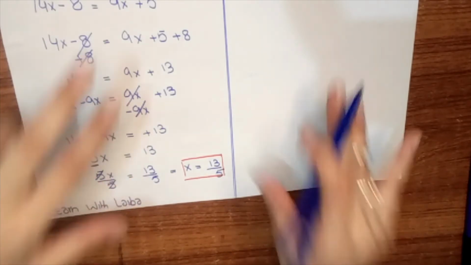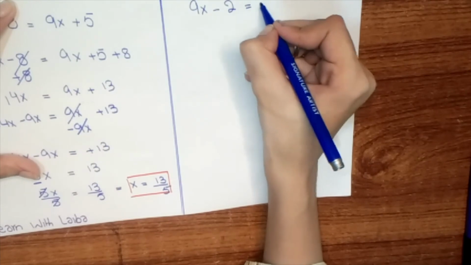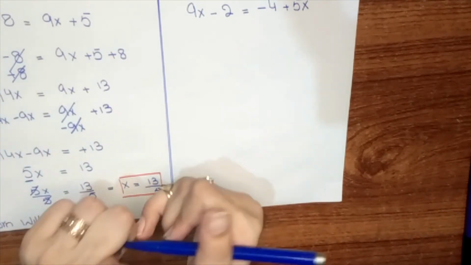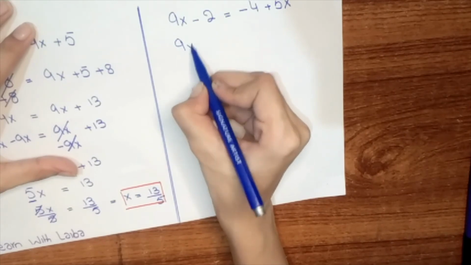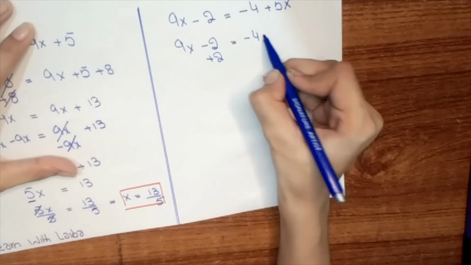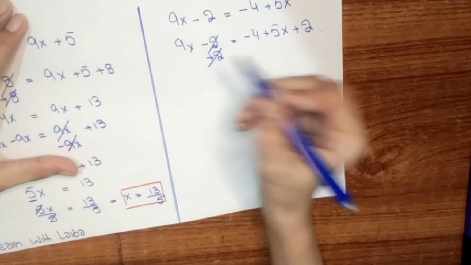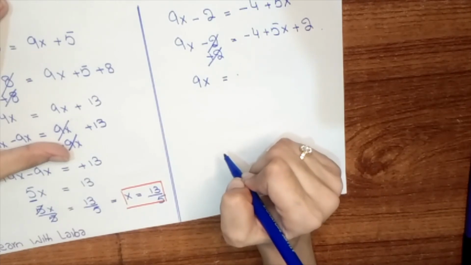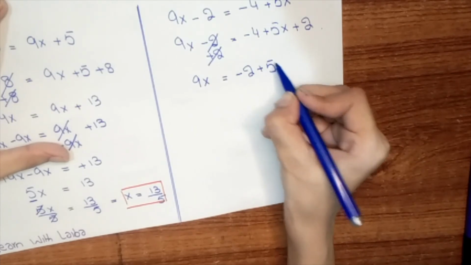Let's take another example: 9x minus 2 equals minus 4 plus 5x. First of all, I have to get rid of this minus 2. How? By adding plus 2: 9x minus 2 plus 2 equals minus 4 plus 5x plus 2. Both the numbers will be cancelled. 9x equals minus plus, which operation? Minus operation. So minus 2 plus 5x.